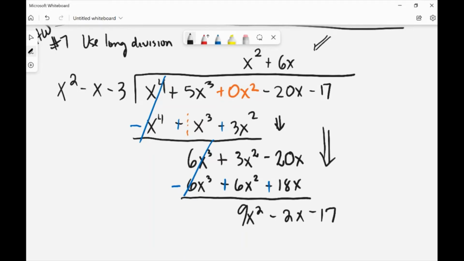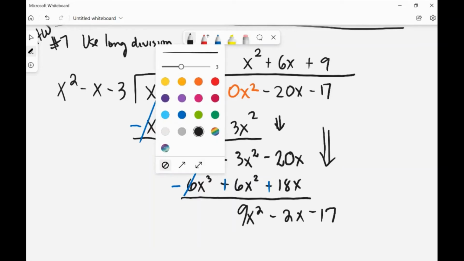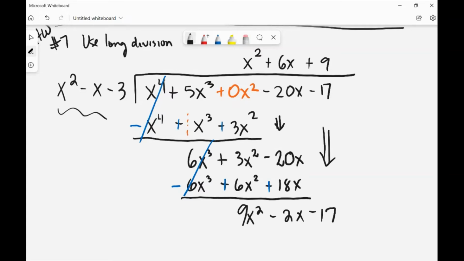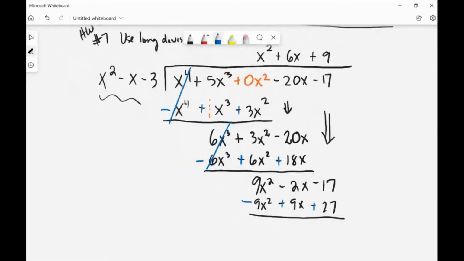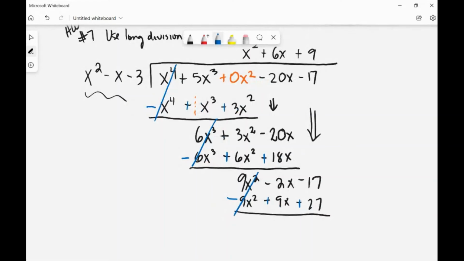Notice our answer is going down in descending order, so that kind of helps too. I know we need a constant right here. X squared times what is 9x squared? 9. We multiply 9 times our entire divisor, which gives us 9x squared, minus 9x, minus 27. Minus, plus, plus. All right, that cancels.